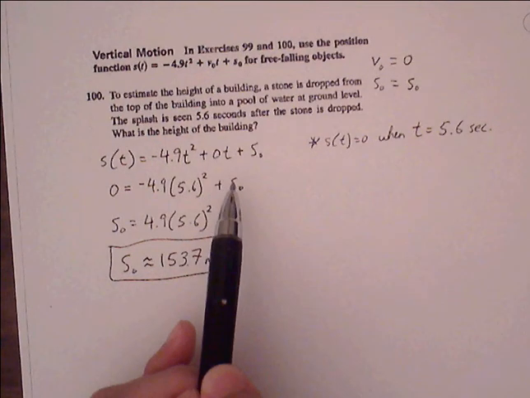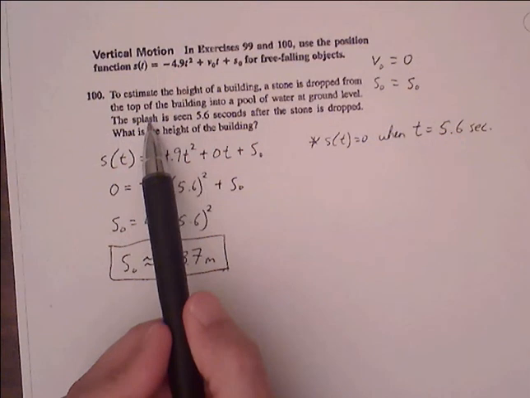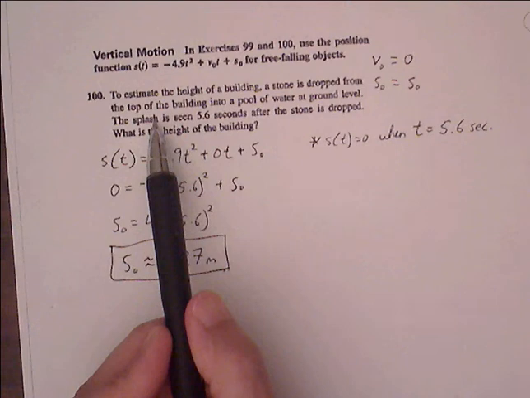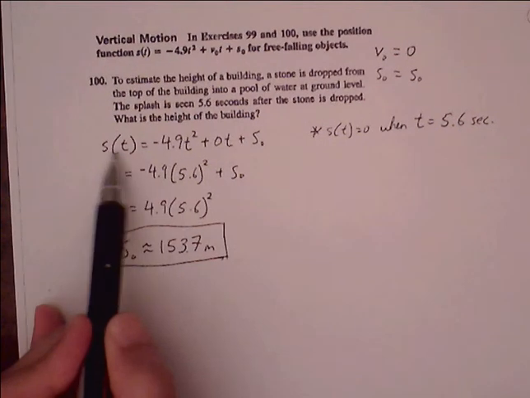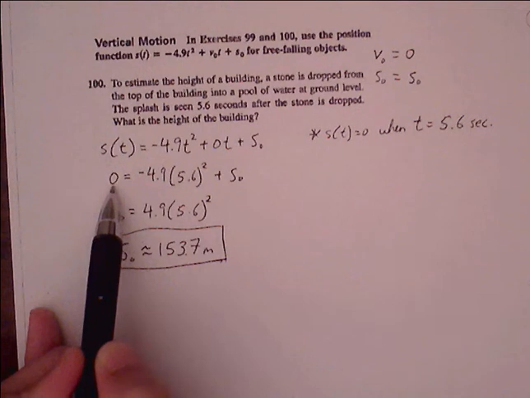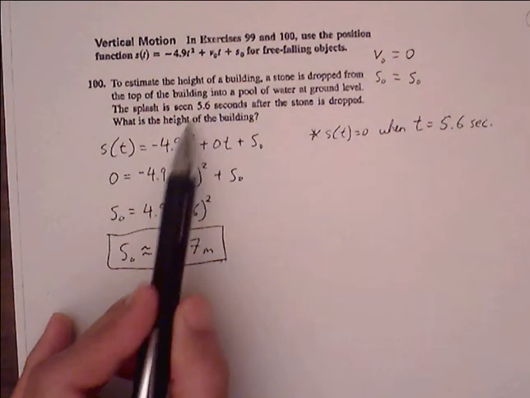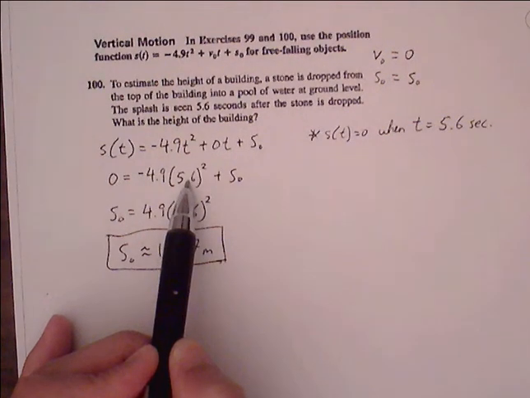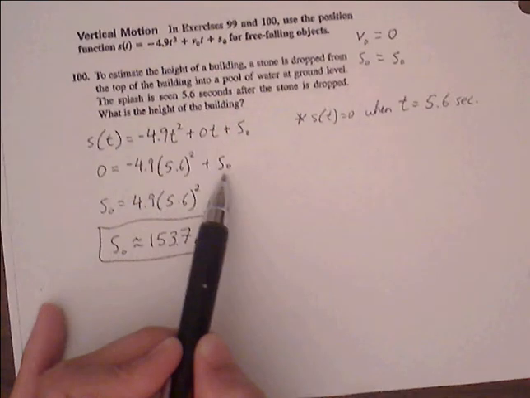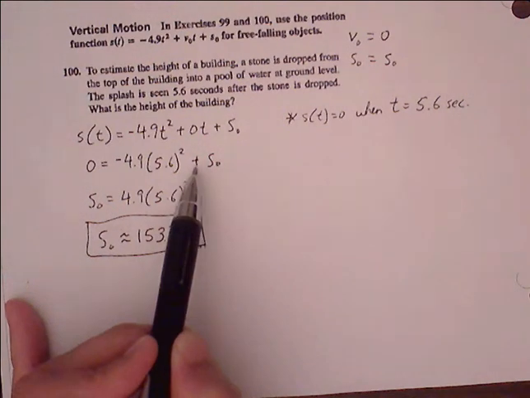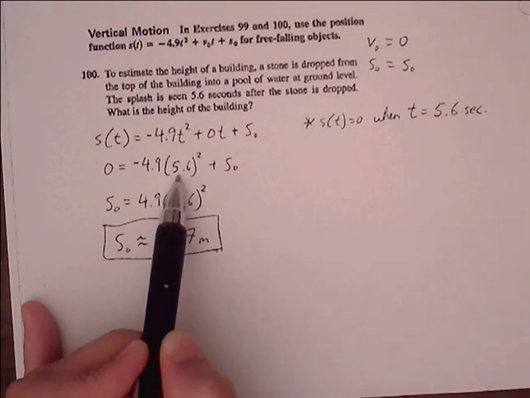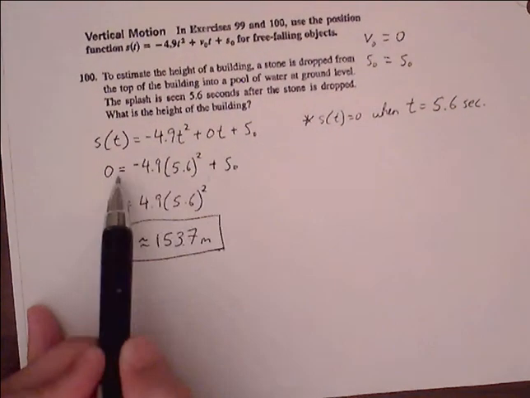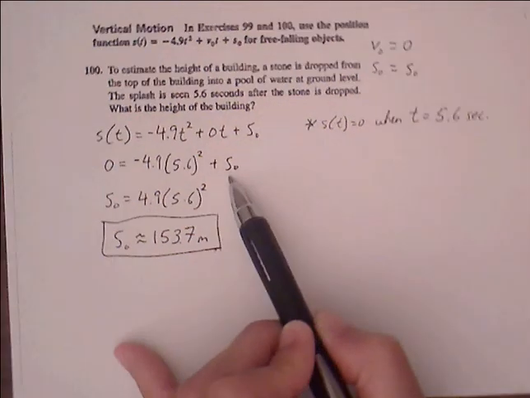We need some more information here if we want to find S sub 0. We know that the splash is going to occur when the stone hits the pool. And when the stone hits the pool, it'll be at position 0, height of 0. So we know our final position is going to be 0, so I can replace S sub t with 0. And also we know that the splash is seen 5.6 seconds after the stone is dropped. So it's going to take 5.6 seconds for the stone to reach from the initial height, whatever height we're trying to look for, that's the height that's missing, to the ending height of 0. So if I replace t with 5.6, S sub t with 0, then the only variable left is the starting position, which I'm looking for.